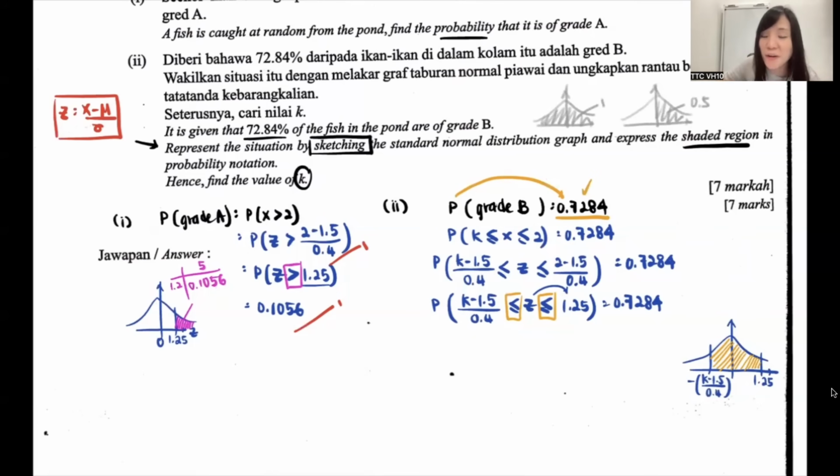So now you're going to find the value for K. How do you guys find the value for K? Okay, now look carefully, guys. I hope you guys know the region that you shaded, the probability is 0.7284.